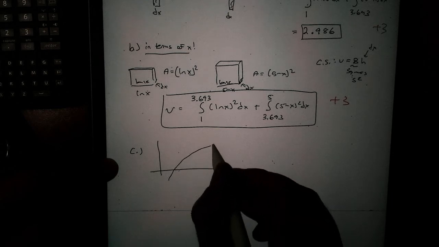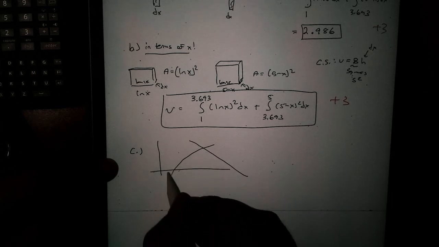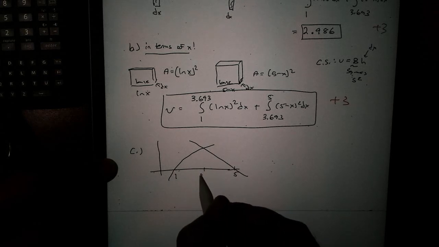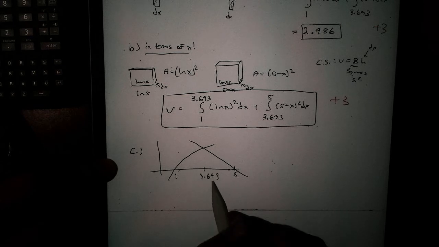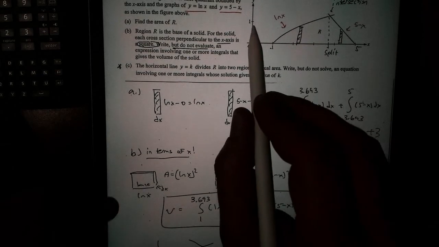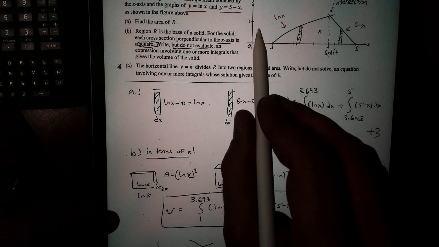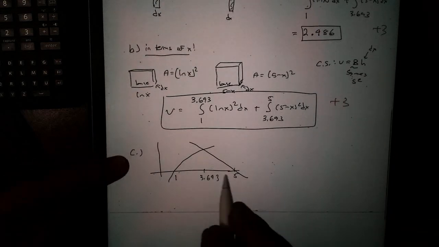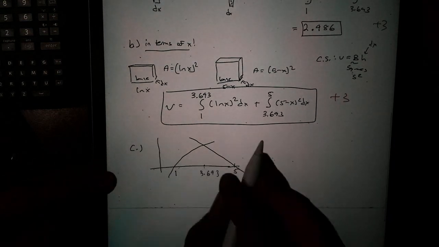There's our natural log. There's this. Alright, so we know that that's 1, and this is 5. We know this is x equals 3.693. But what they're saying is that there's a line, y equals k, that will split the area in two. Now this one makes it a little bit tougher for us.